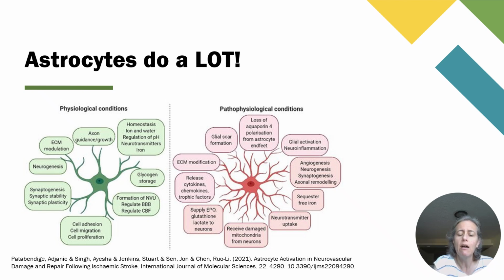And then you can see under pathophysiological conditions, those are disease conditions. Pathology is when something goes abnormally wrong. So all types of things. Now, do I want you to memorize all the things on this diagram? No, not at all. I just want you to understand that astrocytes do a lot. They're really important, and that's the reason why they are the most numerous of all the glial cells. They're kind of a big deal.